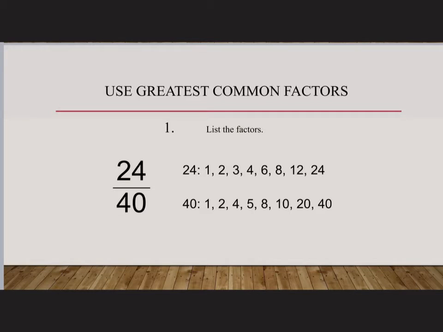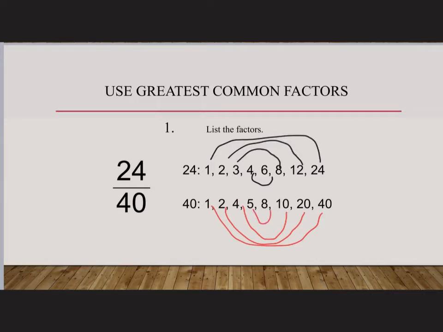So right here we have 24/40ths, 24 over 40. The factors of 24: 1 times 24 is 24, 2 times 12 is 24, 3 times 8 is 24, and 4 times 6 is 24. So now we have 40. 1 times 40 is 40, 2 times 20 is 40, 4 times 10 is 40, and 5 times 8 is 40. So those are all the factors of 40.